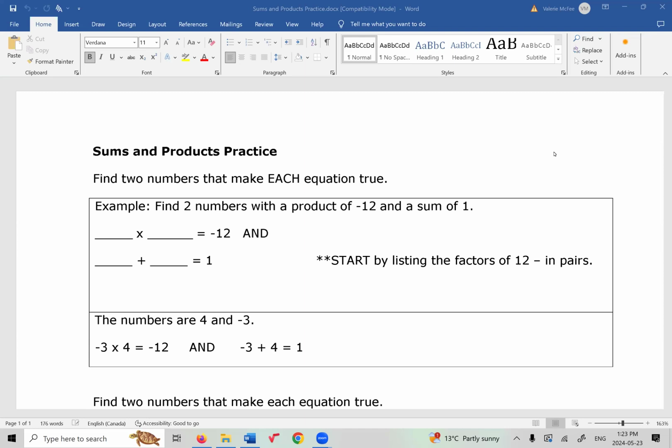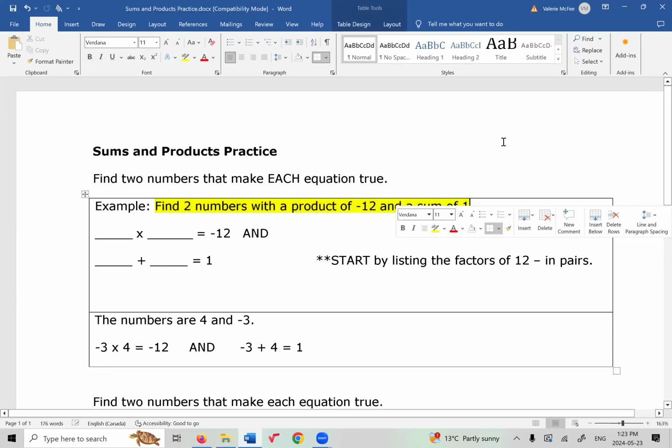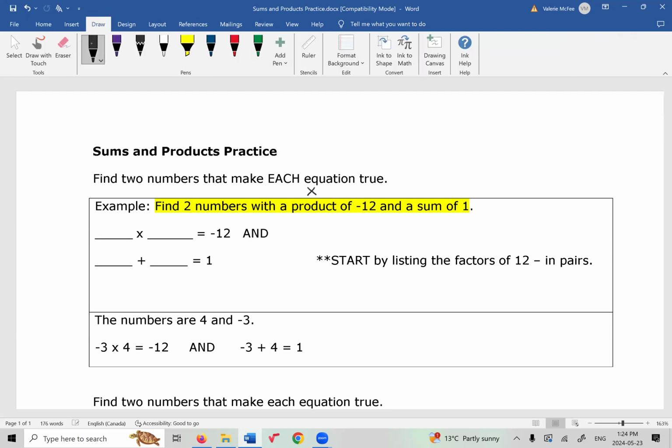So I'm going to be asking a question like this one. Find two numbers that have a certain product, certain sum. Now it helps, of course, if you know that to find a product means we're finding the answer to multiplication and that a sum means we're adding. So you can see here that I've written two numbers multiply to equal -12 and two numbers add to equal 1. If you don't know the answer to this question immediately, it's always a good idea to start by listing the factors of 12 in pairs.